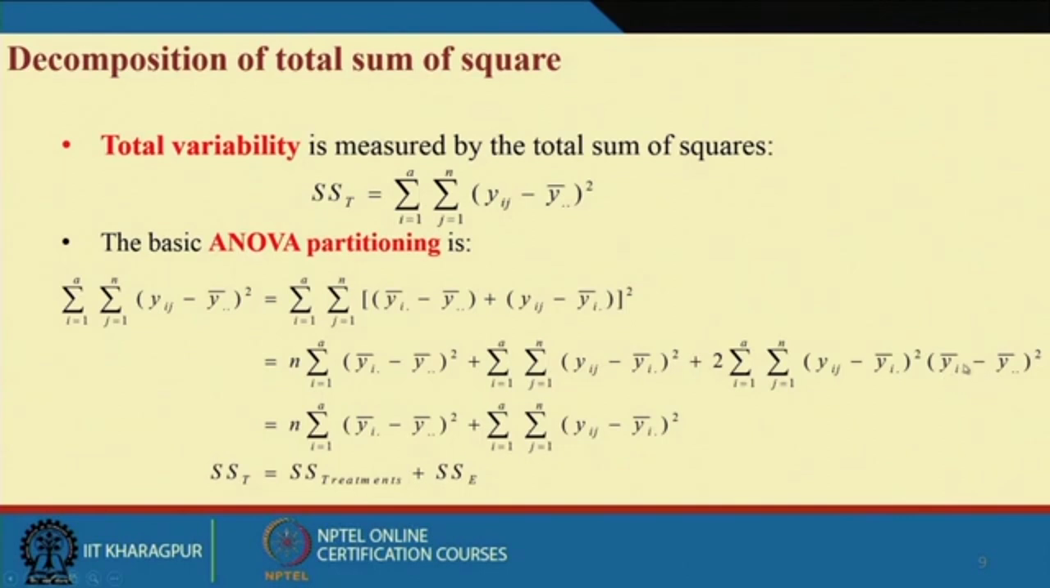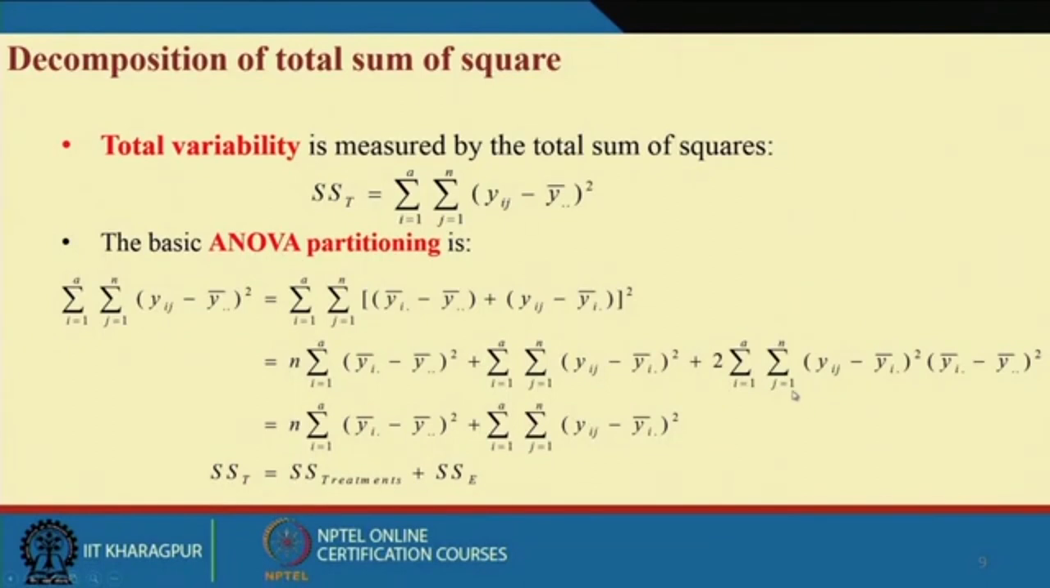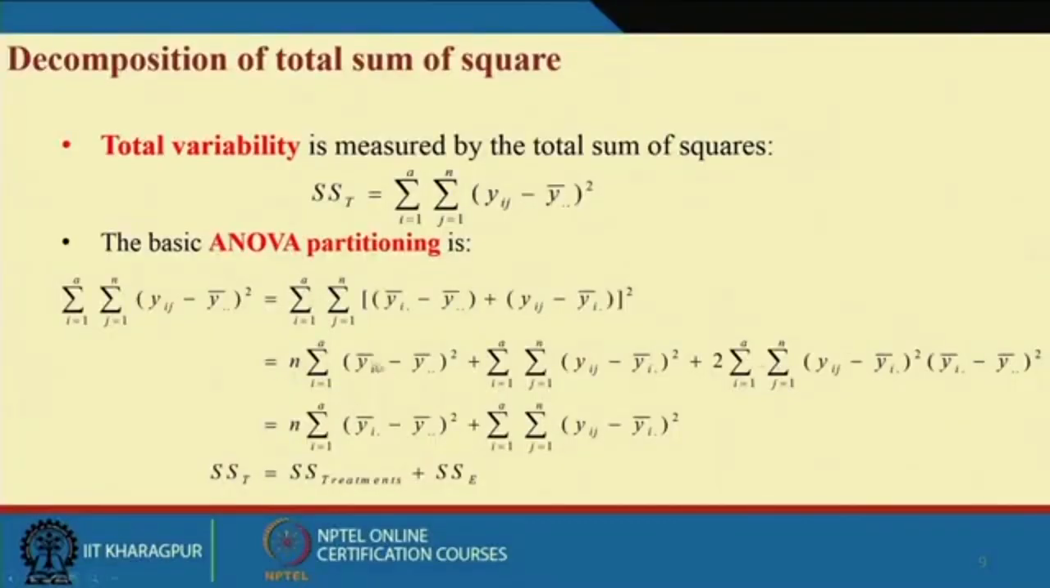One of these two will become 0, and ultimately this is a simple one, not a big issue, because if you write j equal to 1 to n, then this will be n y bar square and this also will be n y bar square. This n y bar minus n y bar will vanish, and you will have total sum square equal to treatment sum square plus individual sum square.